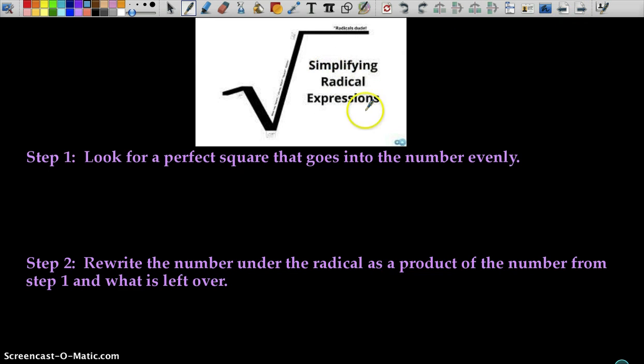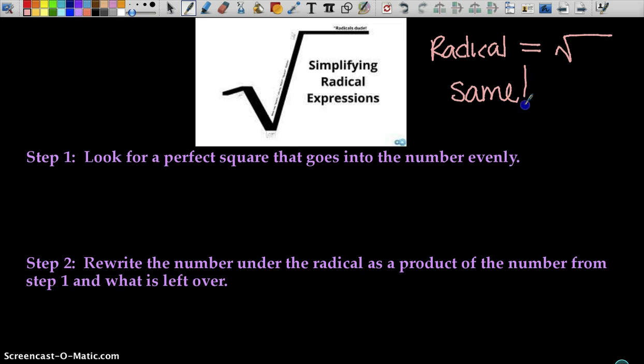All right, now simplifying radical expressions. Okay, now you're probably thinking, what in the world is radical? Well, that would be why I gave you this little figure, or this picture, because radical is exactly the same thing as a square root. Okay, those two terms are totally interchangeable. They are the same thing.